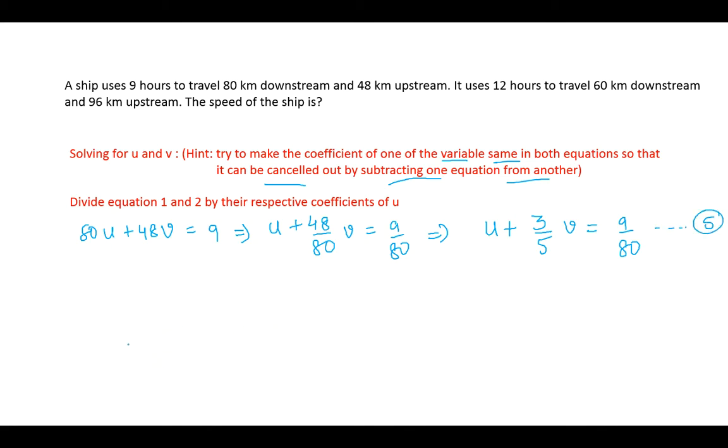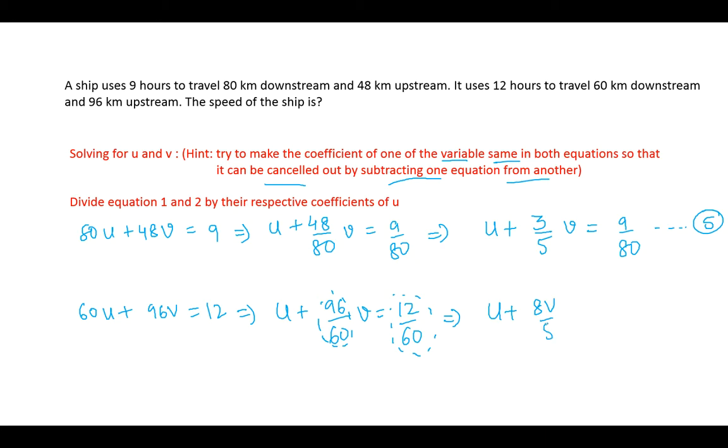And for the second case, I have 60u plus 96v equal to 12. What I'll do, I'll divide this whole equation by 60. So I'll have u plus 96 by 60v equal to 12 by 60. I'll simplify the coefficient of v and I'll simplify our constant. So this will become u plus 8v by 5 equal to 1 by 5. Let me call this equation 6.